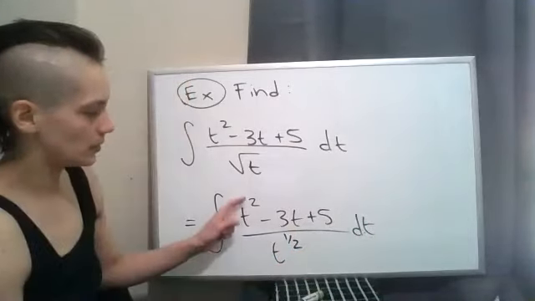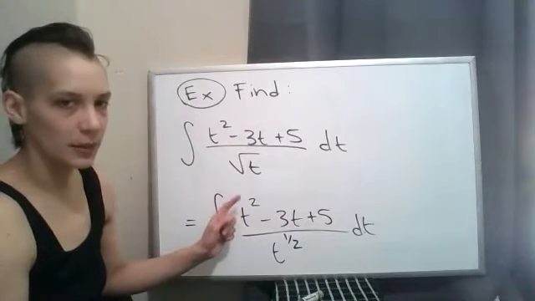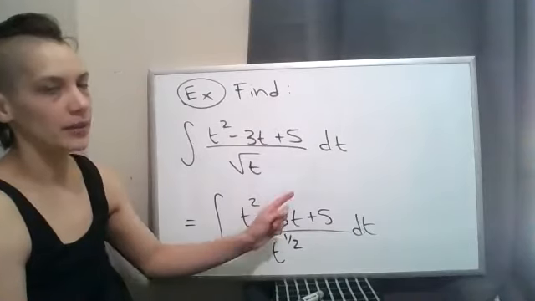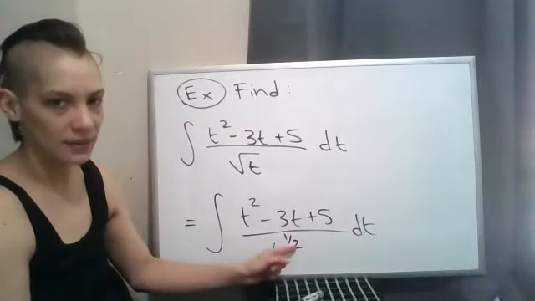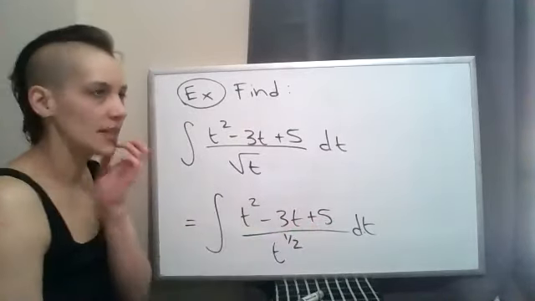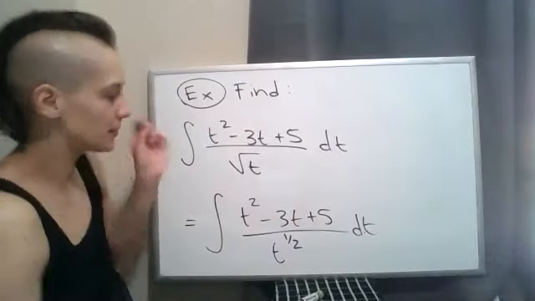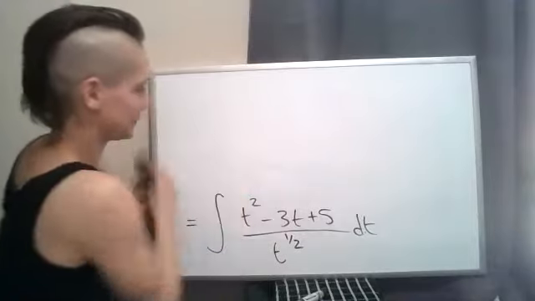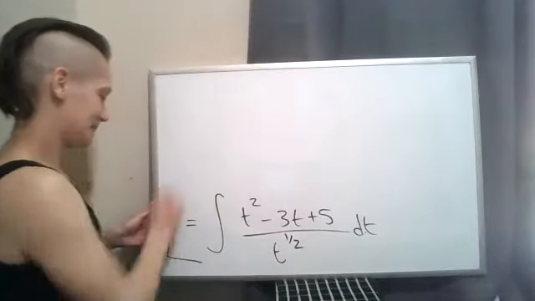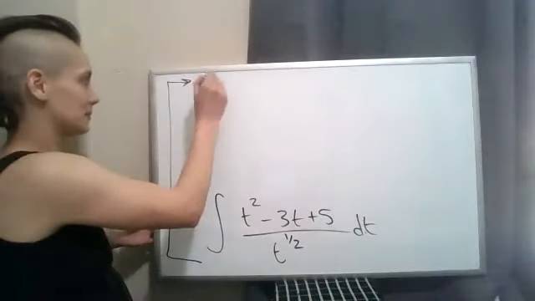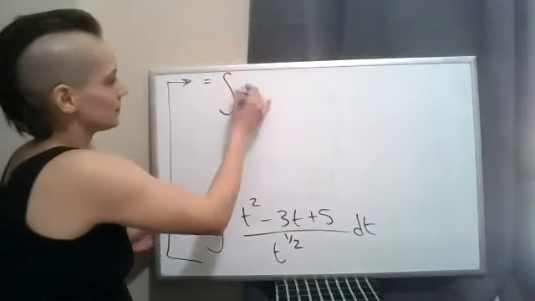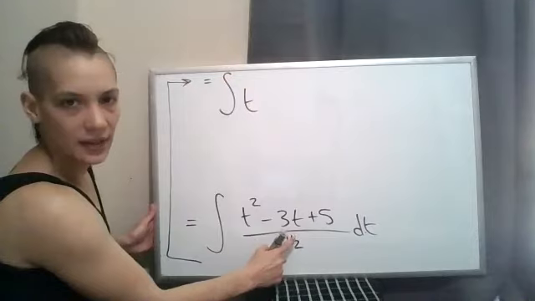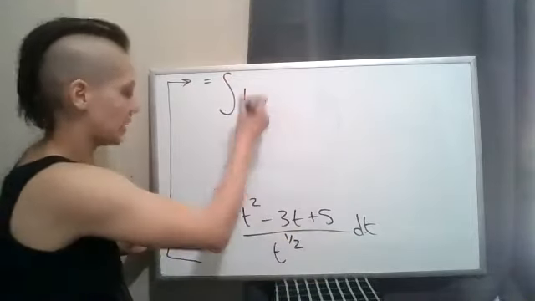Okay, so it's going to be t to a power of 2 minus 1/2. Subtract 3 with a power of t with a power of 1 minus 1/2. We'll have 5 times t to the negative 1/2. So there's going to be 3/2, 1/2, negative 1/2 as our exponents.